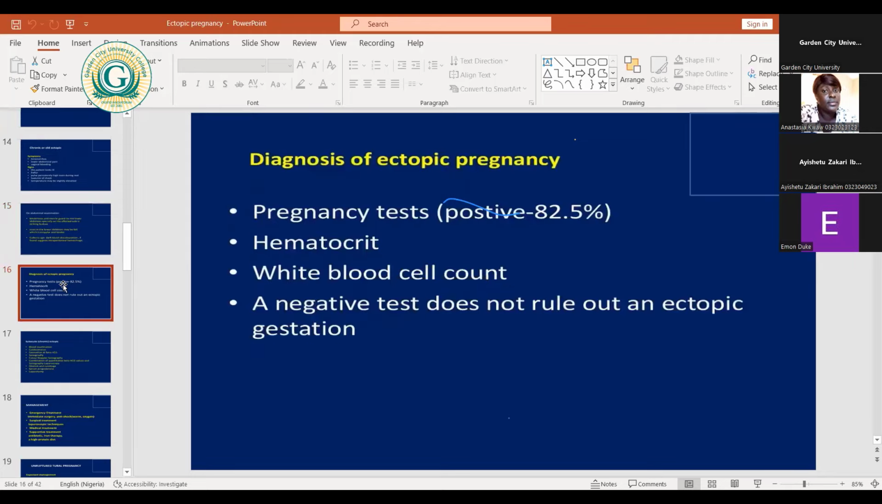Diagnosis of ectopic pregnancy. A pregnancy test is usually positive. You do a hematocrit, you do a white blood cell count, and then a negative test does not rule out an ectopic pregnancy. That is a very important thing to note. When you have all these features and the pregnancy test is negative, that does not mean there is no ectopic pregnancy. It could be that because of where it is located, the hormone has not circulated enough. That could be the reason.